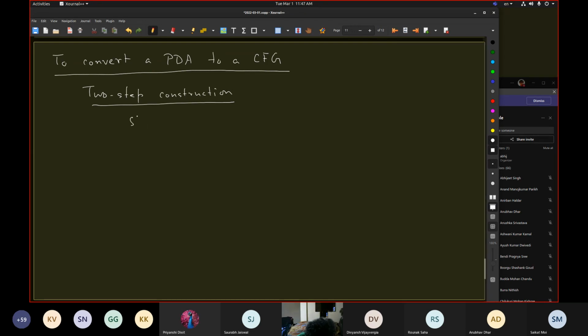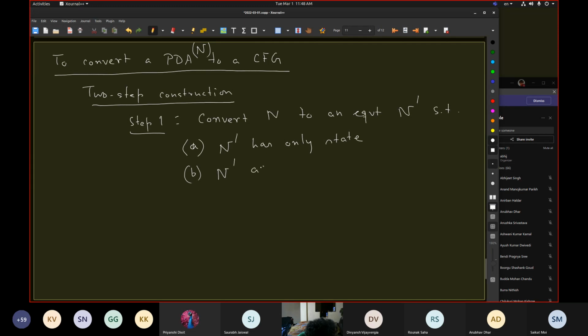Step one: let us call this machine N. I will convert N to an equivalent machine N prime such that, one, N prime has only one state, and two, it accepts by empty stack.